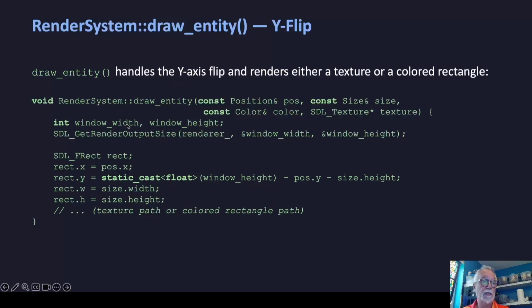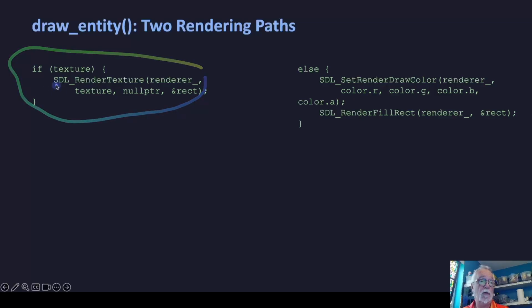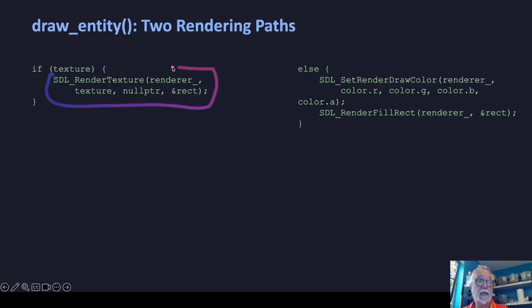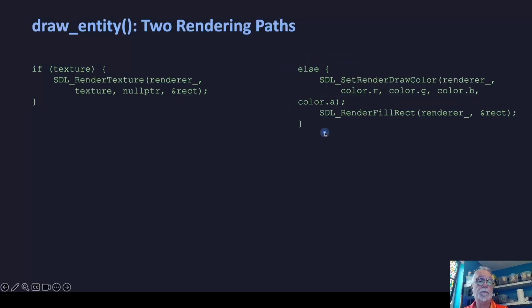The draw entity is in my render system. We've seen this before. It constructs the information that it needs right here, and then if we have a texture, we call SDL render texture. You'll notice that that's exactly the same call that we had for our fonts. Otherwise, we render with the draw color here, right? That's what we do.